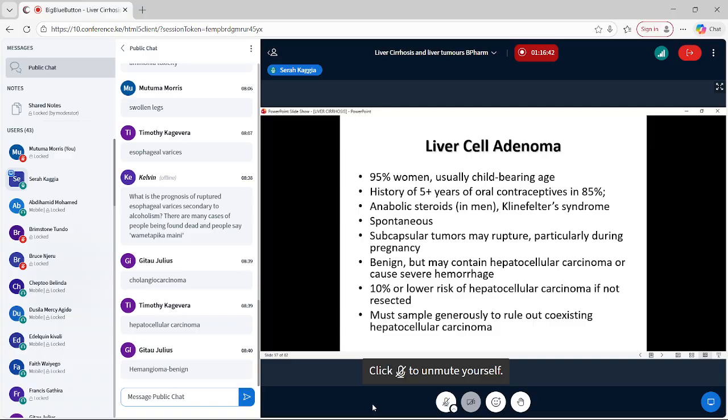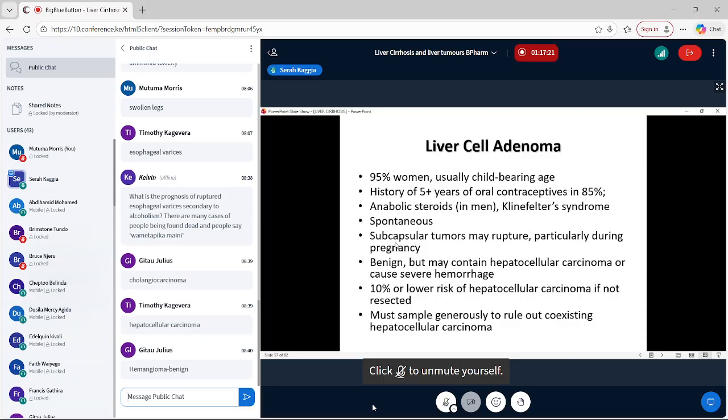Okay. So again, from the name adenoma. Adenoma is a benign epithelial tumor. Okay. We did that in 3.1. So where do we find it? In about 95% of women of the childbearing age, again, exposure to steroids. And these women who get this adenoma, they have a history of more than 5 years of using oral contraceptives. Okay, most of them. Then for the men who get this, they have a history of using anabolic steroids. Okay, we find it spontaneously doing tests, etc.